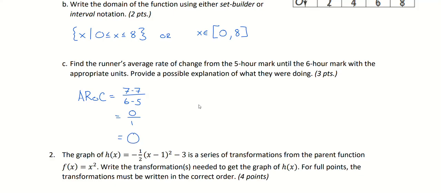0. Now, check it. Find the runner's average rate of change with the appropriate units. If you didn't include units, I would take off half a point, just so you're aware. When we talk about this, at 6 hours, I saw a bunch of people saying there is no rate of change. But check this out.